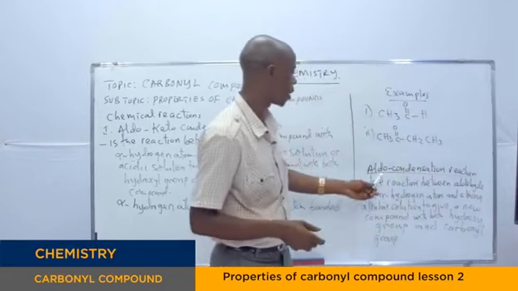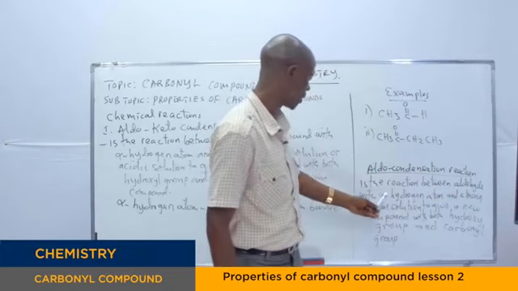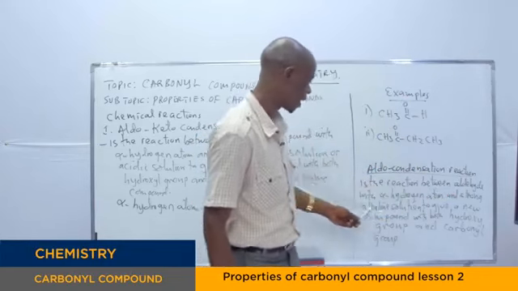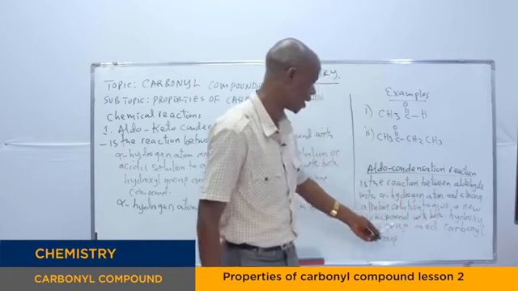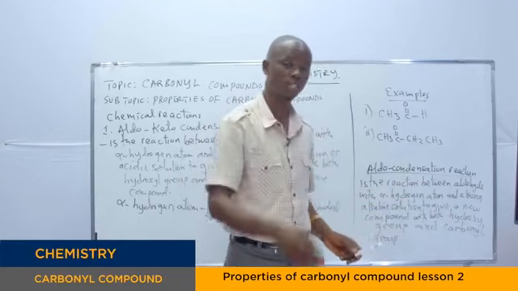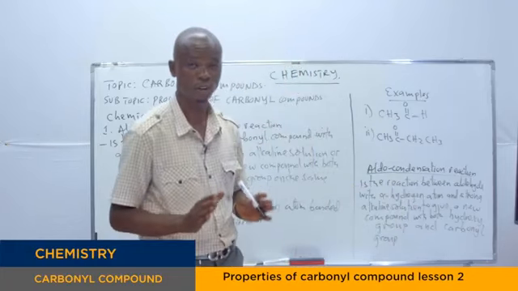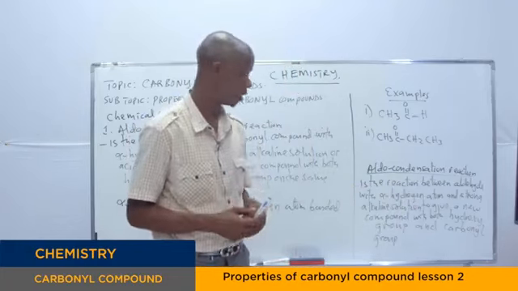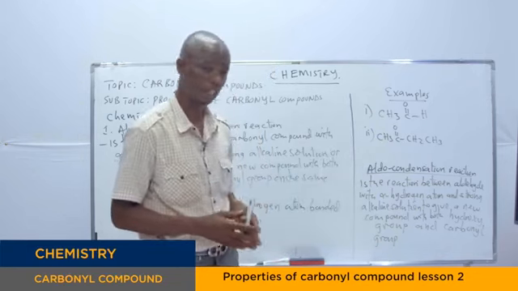When we talk about aldo condensation reaction, it is the reaction between aldehyde with alpha hydrogen atom and a strong alkaline solution to give a new compound with both hydroxyl group and carbonyl group. And here I've told you that specifically we are going to deal with the basic medium, that is alkaline solution only for today's presentation. So this is the explanation of aldo condensation reaction.